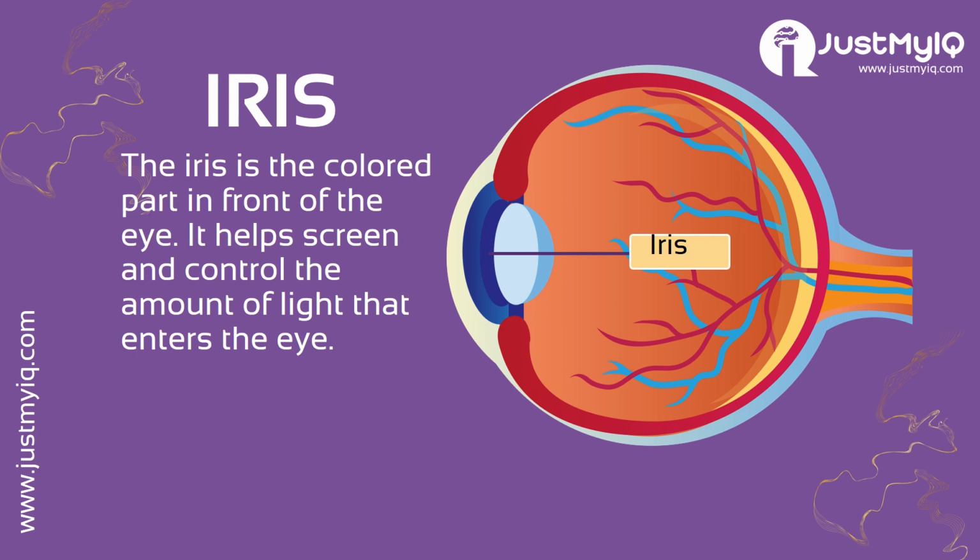The iris works like the shutter of a camera. It controls how much light enters the eye. In bright sunlight, the iris makes the pupil smaller to reduce light entry. In dim light, it makes the pupil larger so more light can enter. This way, the iris protects the retina from too much light and helps us see in different conditions.